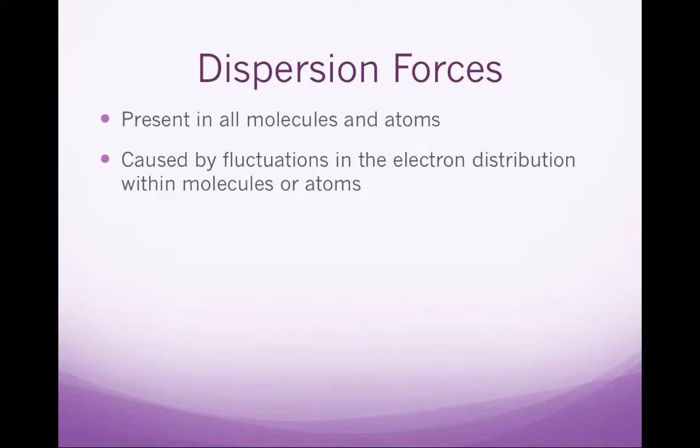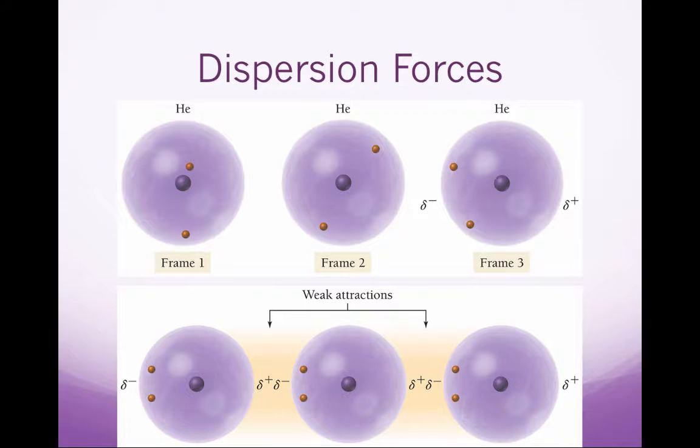These are also called London forces, so you might see that name as well. These are present in all molecules and atoms. They're caused by fluctuations in the electron distribution within molecules or atoms. So electrons within an atom move around constantly, right? So here, at 1 second, they might be here. The next second, they're here. Next second, we're here. So if the electrons end up all on one side of that atom or molecule, that side becomes partially negative, and the other side becomes partially positive. This is called a temporary dipole.